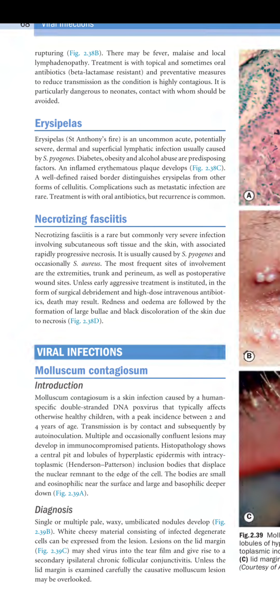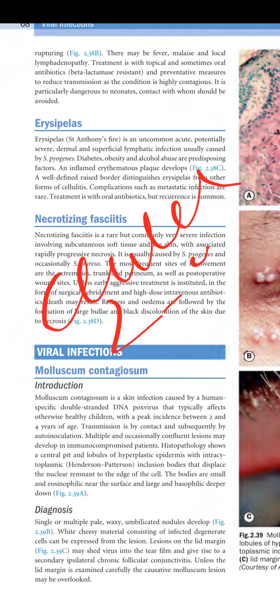So let's get started. Molluscum contagiosum introduction. Molluscum contagiosum is a skin infection caused by a human-specific double-stranded DNA pox virus that typically affects otherwise healthy children with a peak incidence between 2 and 4 years of age. Very important, it usually presents in children among 2 to 4 years of age.